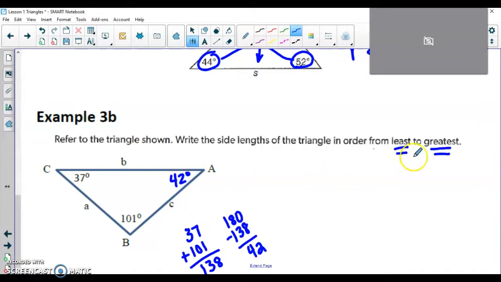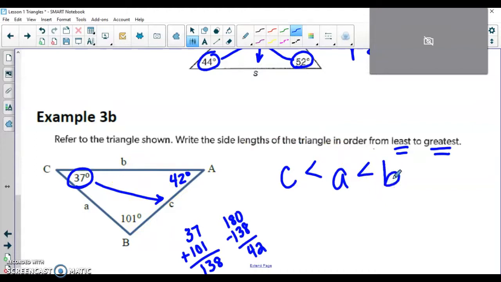So looking at these, the least side is going to be across from the smallest angle. Which side is going to be the least? To get the least side, go to the smallest angle, which is 37, and travel across. So C is the least. This is going to be less than which side? You said A, you are correct, because 42 would be the next smallest. And finally, we would follow that up with B. This is actually called a compound inequality because we have two inequality symbols in the problem.